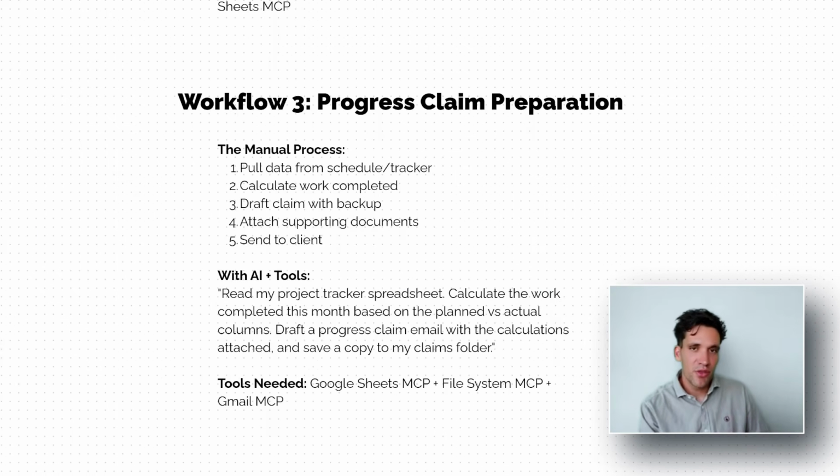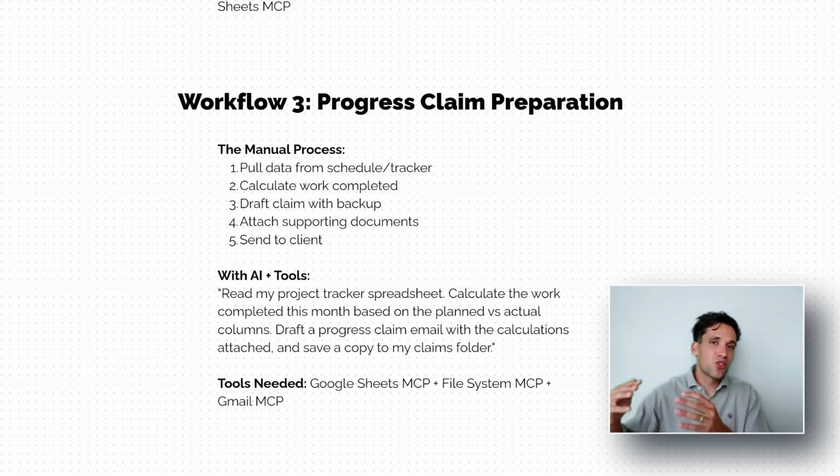You could create a monthly recurring task where you have a progress tracker set up in something like Airtable. Then once a month you get it to pull all the data from Airtable, compare it to the payment schedule in your contract, create a first draft of your payment claims, and save this new template in a folder in your Google Drive.